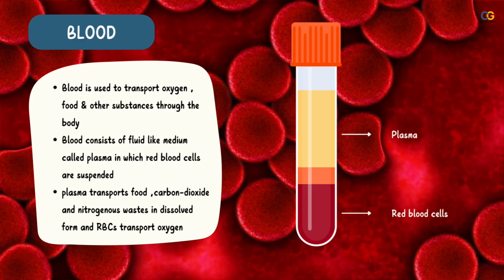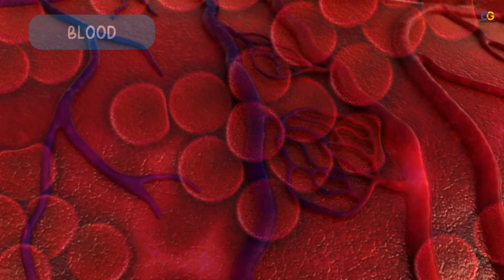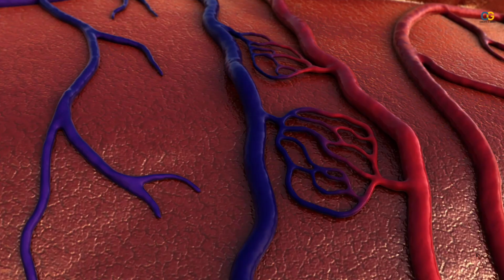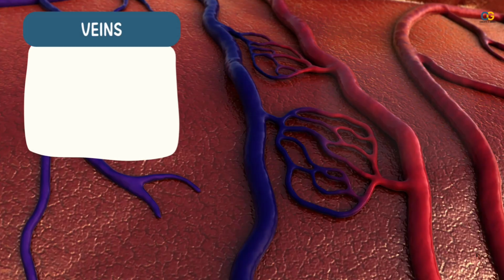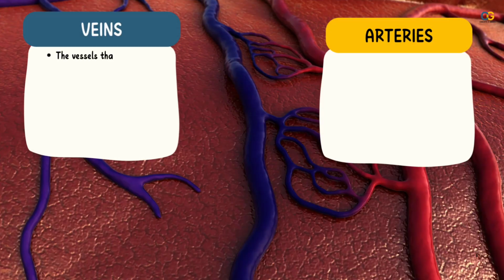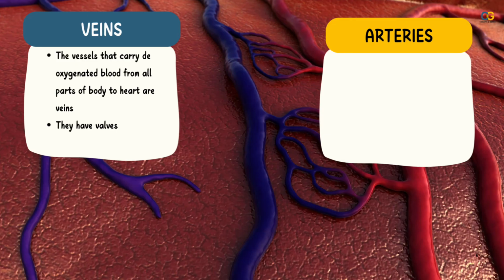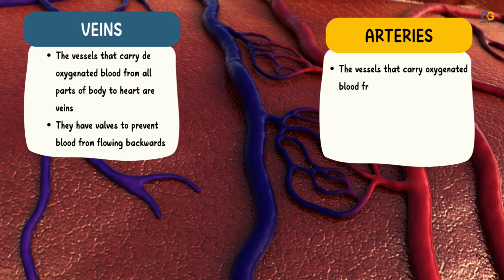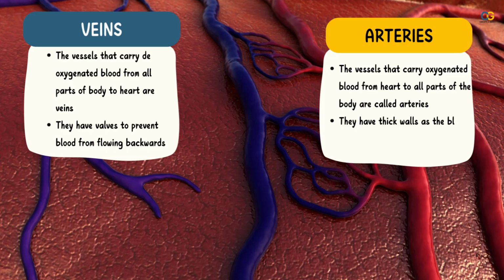Now this blood travels in two different types of tubular structures, veins and arteries. The vessels that carry deoxygenated blood from all parts of the body to the heart are called veins. They have valves to prevent the blood from flowing backwards. And the vessels that carry oxygenated blood from heart to all parts of the body are called arteries. They have thick walls as the blood from the heart has high pressure.